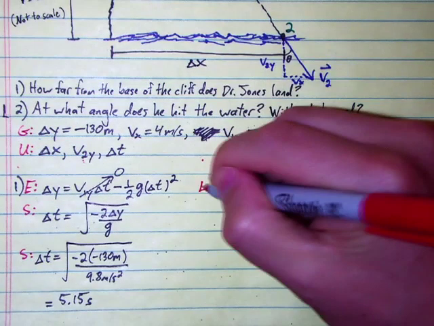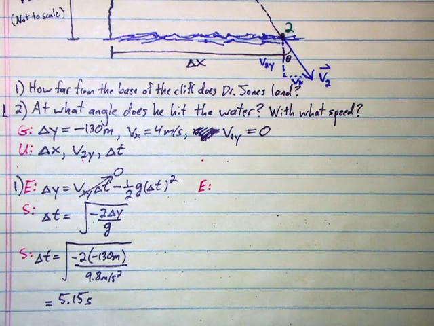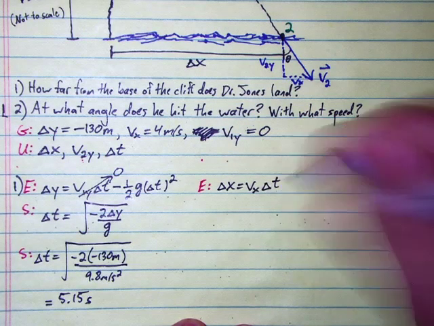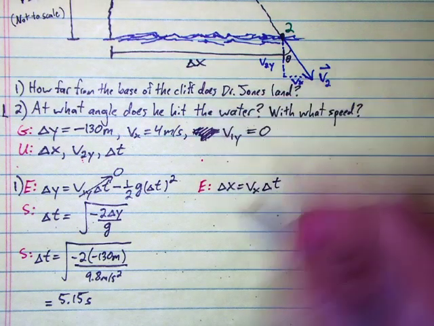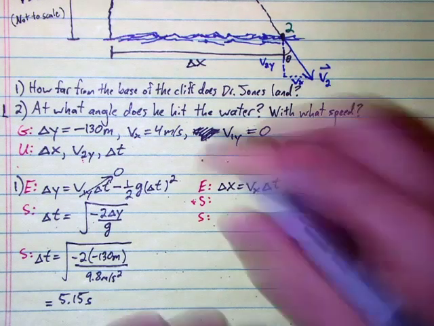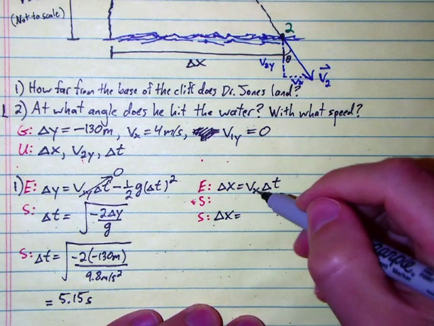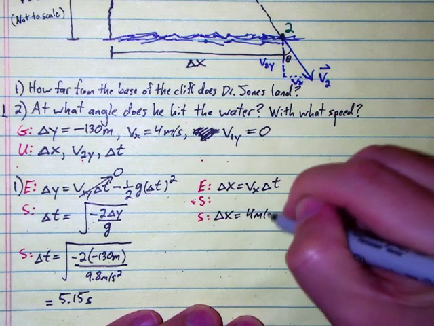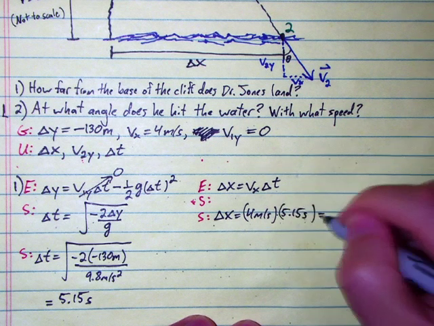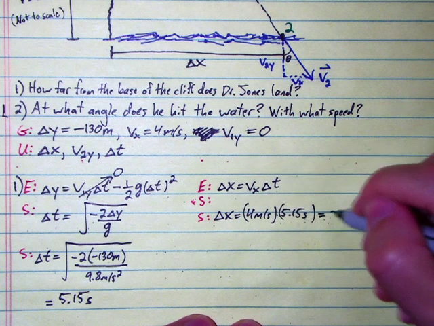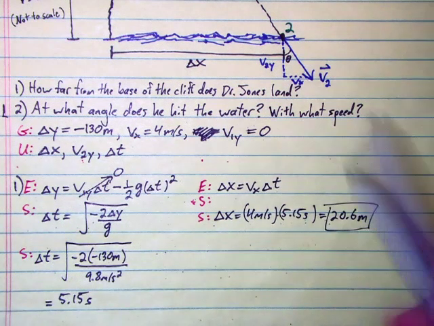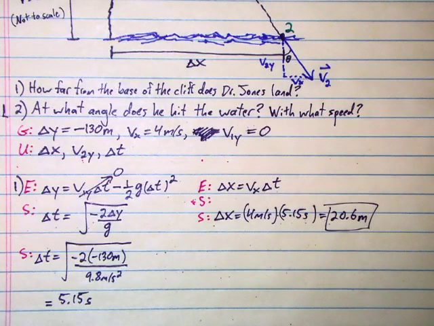Okay, we can take that part over to the x side. We need a new equation here, so we'll start this process again. The other equation we need is that delta x equals vx delta t. It's already arranged to solve for delta x, so now we just substitute in our values. vx is 4 meters per second, and delta t is 5.15 seconds. So that comes out to 20.6 meters. There we go. That's how far he lands from the base of the cliff.